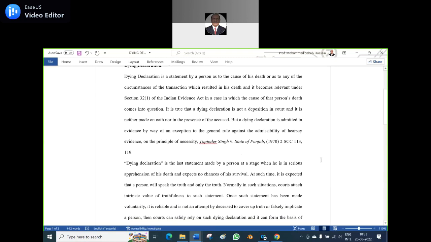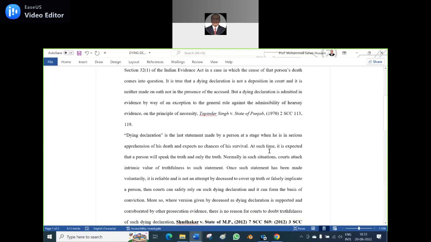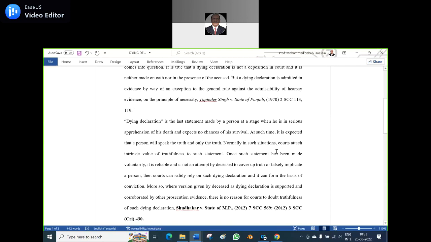So it will be taken only by the police officer? Only by the magistrate. And which type of magistrate? First class magistrate or any magistrate? Any competent magistrate. Any magistrate will do. As far as my knowledge goes, there is no specific rule that only a first class magistrate can take the dying declaration.